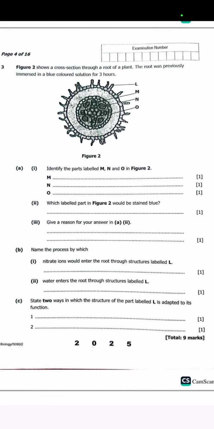Then C, the 2 adaptations. Number 1, they are numerous in number. The root hair cells, there are many. Then lastly, they have many mitochondria to supply them with enough energy to conduct all the processes. So this was it. You have 9 marks. As simple as this. So take time to read the topic and understand other things, because next time they might change the diagram and bring something else.